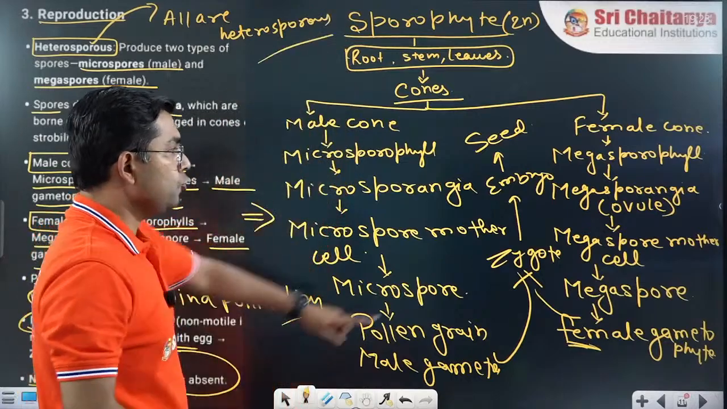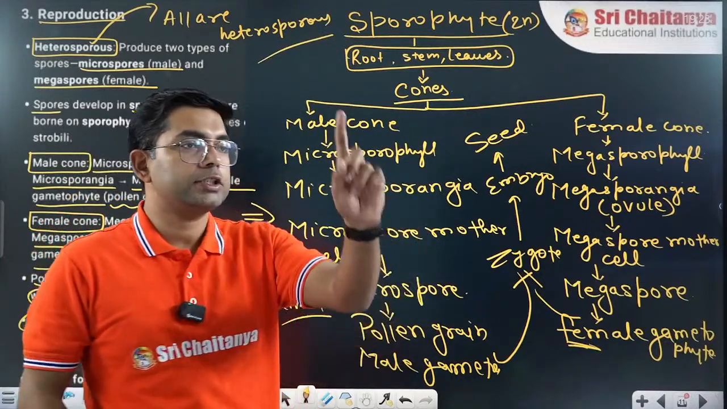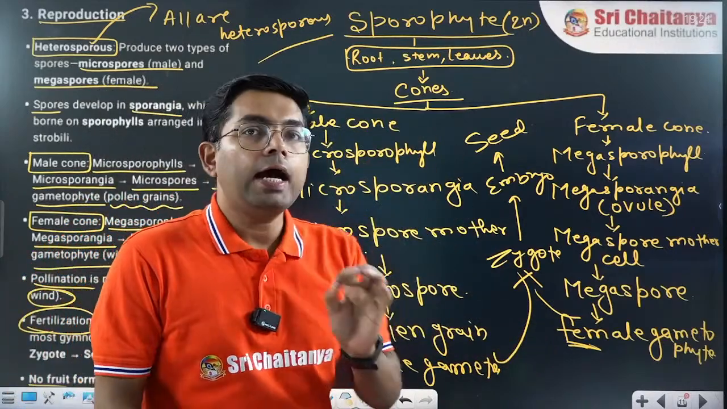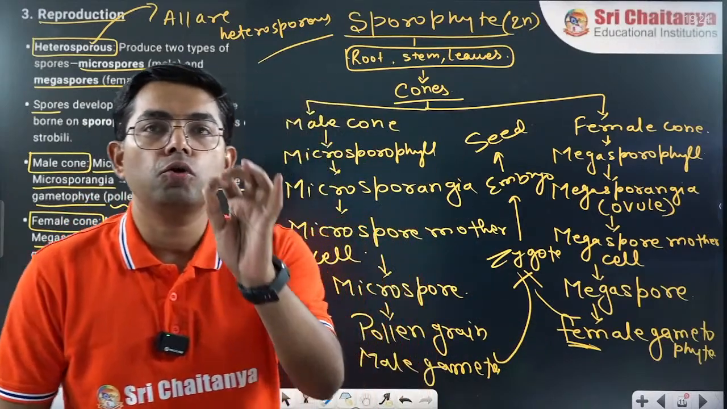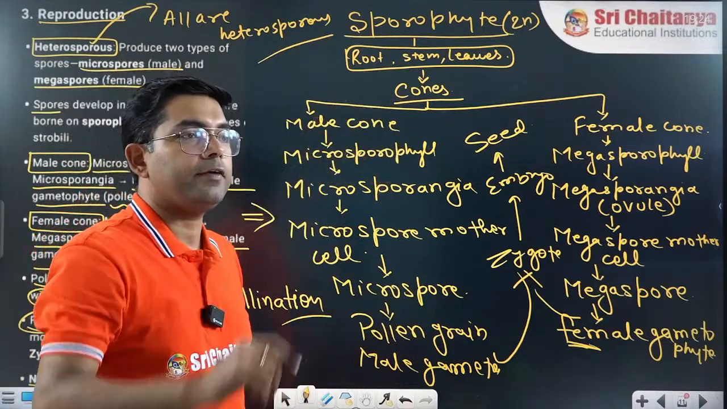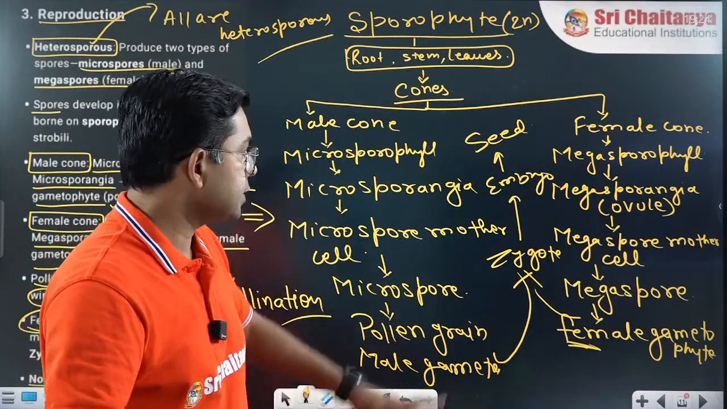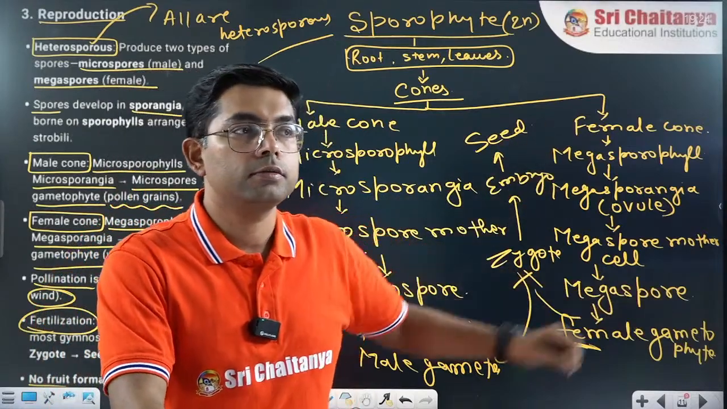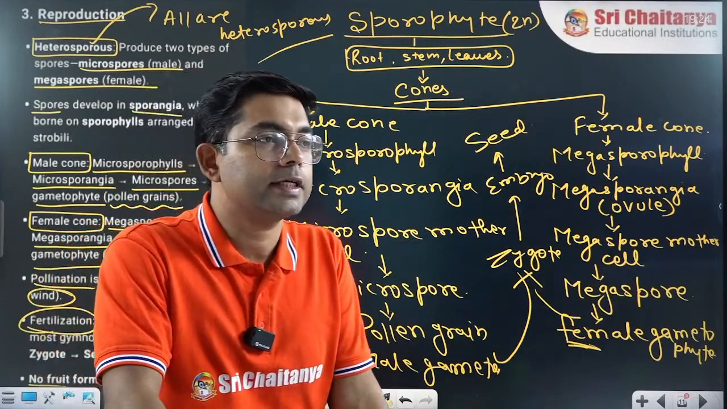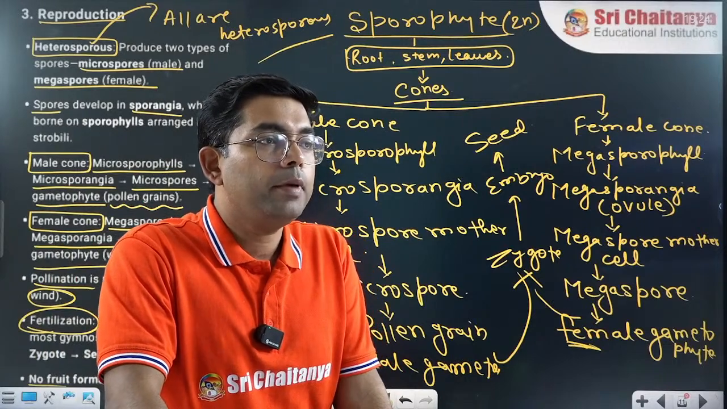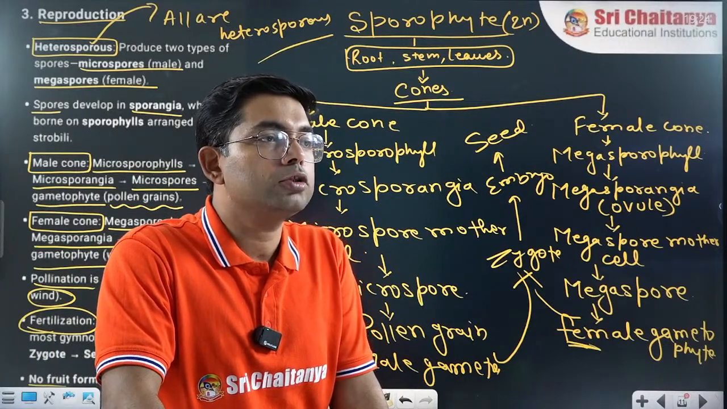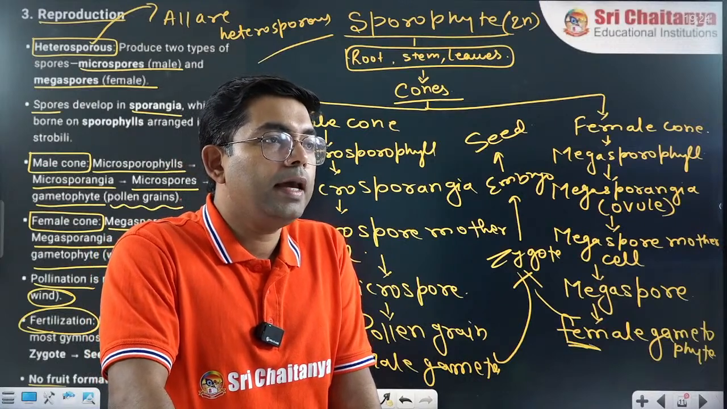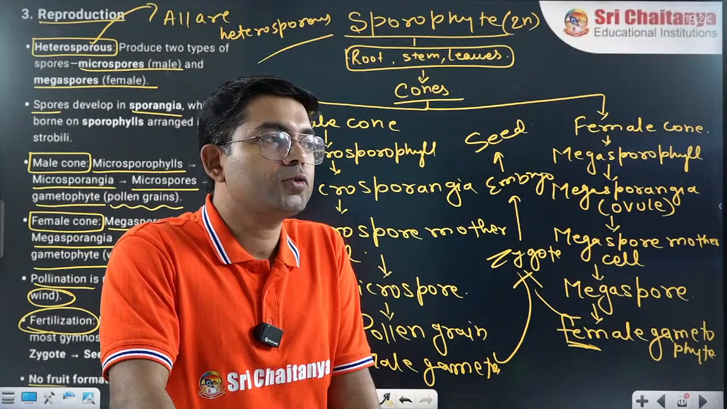Now, if I ask you from this table, you have to search and you have to type the answer. If I ask you, megasporangia is also called, let me see who answers first. The question is, megasporangia is also called. Who will tell the first answer? I am waiting.